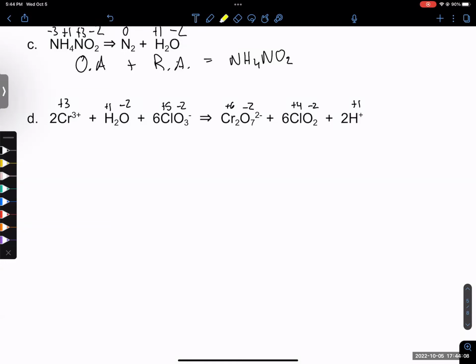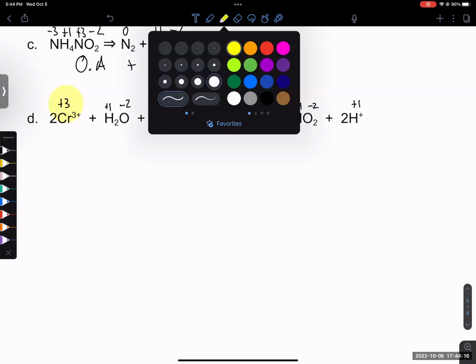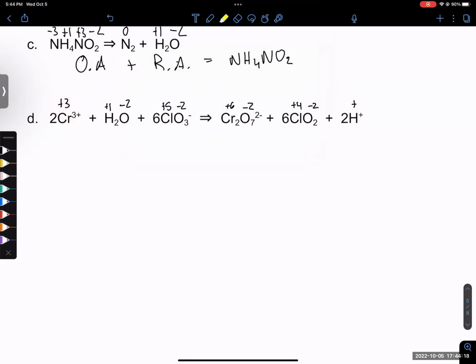Okay. Let's highlight what's changing from the left side to the right side. Let's go from left to right. Chromium, is that changing? Yeah, that's big. That's something to take into account. What about hydrogen, oxygens, chlorines? Chlorine is +5, +4. So chromium is going from a +3 oxidation state to a +6 oxidation state. Is that being oxidized or reduced? Oxidized.